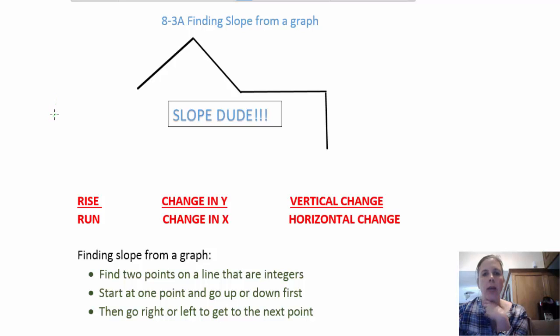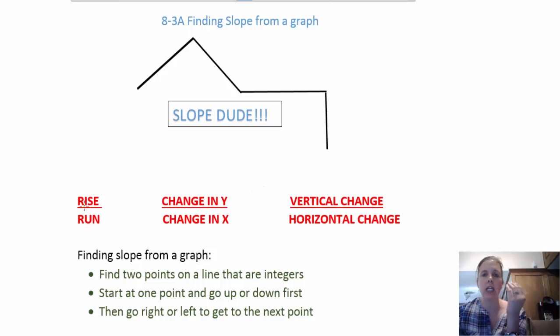Okay, today we're going to do 8.3a. In class we did a video, and so you should have filled this part out. But just remember positive, negative, zero slope, and no slope or undefined.